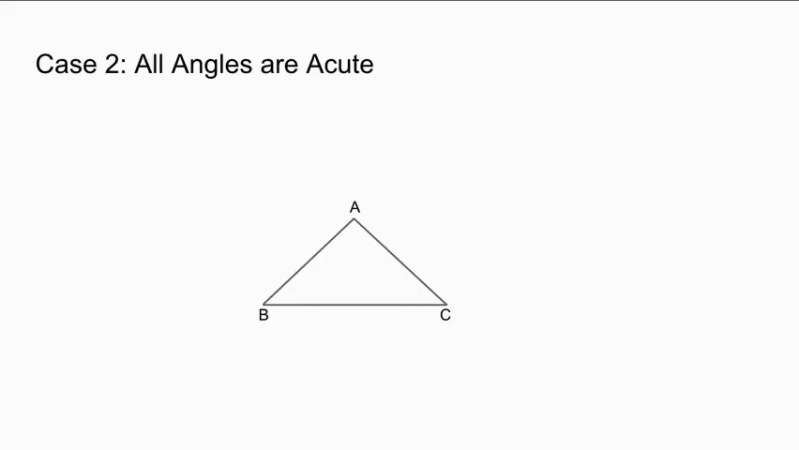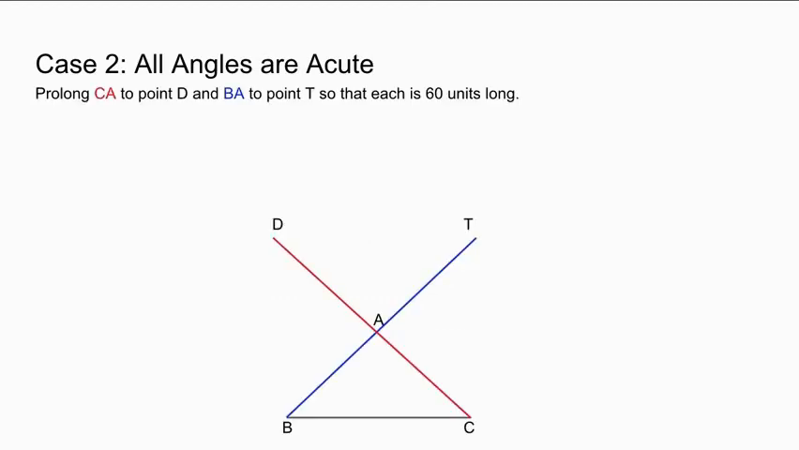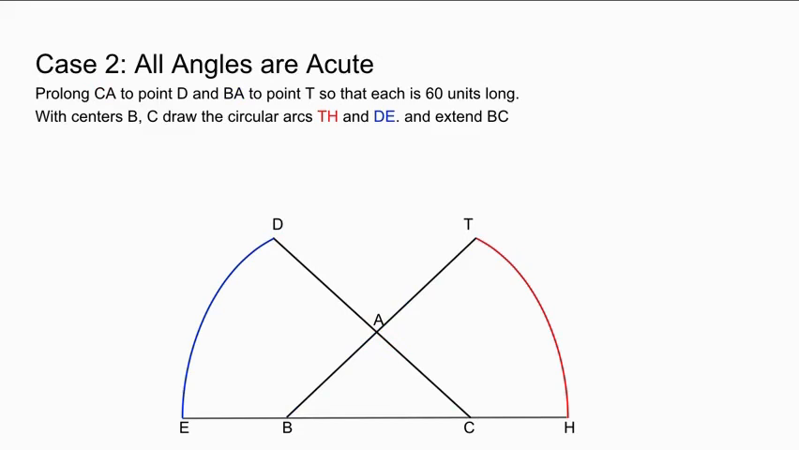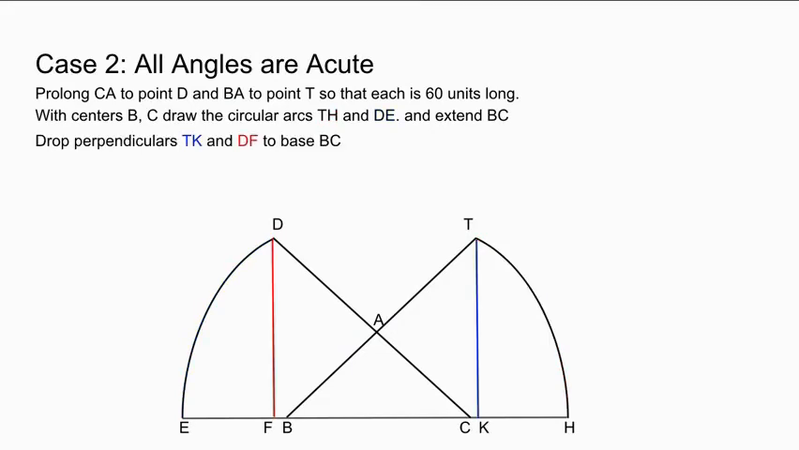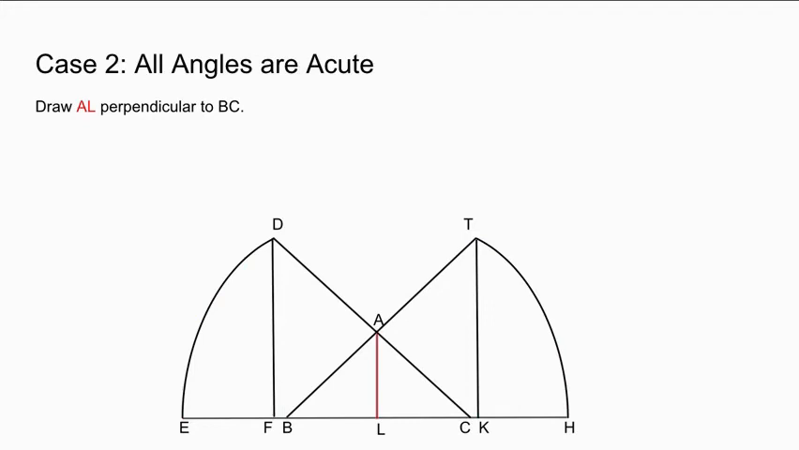Now let's look at case 2, where all angles are acute. First, prolong CA to point D and BA to point T so that each is 60 units long. With centers B and C, draw the circular arcs TH and DE and extend BC. Now, draw perpendiculars TK and DF to base BC. Then, draw AL perpendicular to BC.